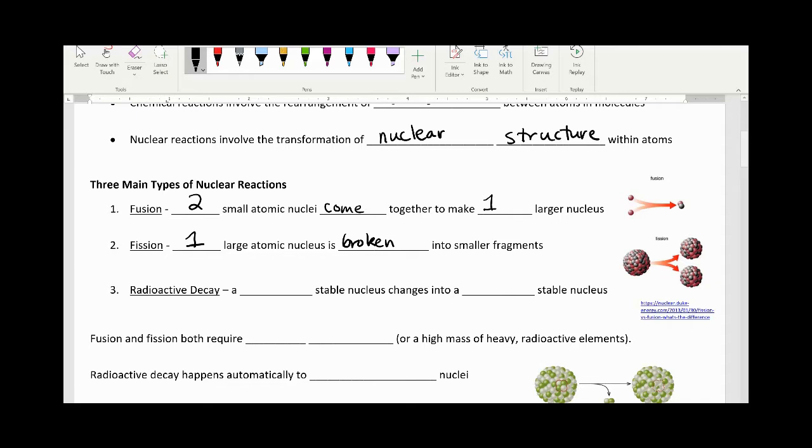Now, the third type is radioactive decay. This is where you're starting with an unstable nucleus, and it's going to be changing into a more stable nucleus. You can call it unstable, you can call it less stable, but essentially you're starting off with something that's not stable, and it naturally on its own will decay into something that is more stable.